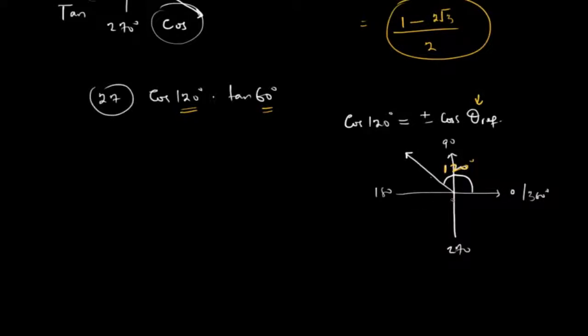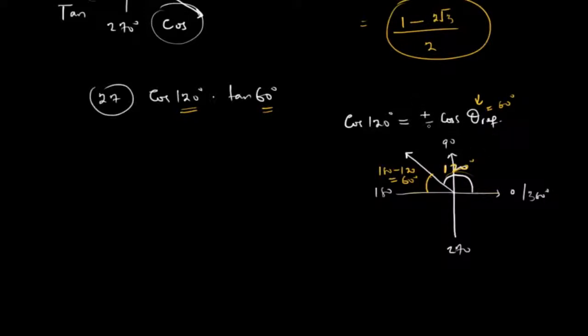So what is the reference angle? We said the reference angle is the angle which it makes with the horizontal axis. And since the angle on a straight line is 180, from here to here is 180, and if from here to here is 120, then the remaining is going to be 180 minus 120, and that will be 60 degrees. So the reference angle is 60 degrees.